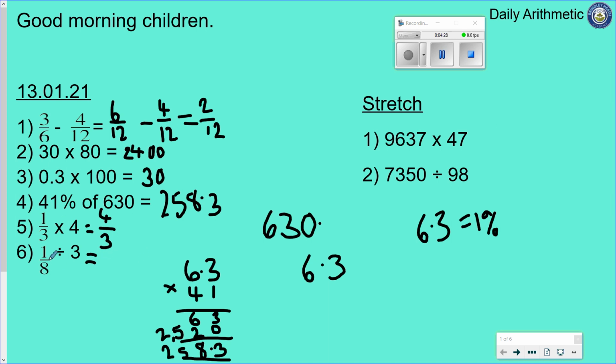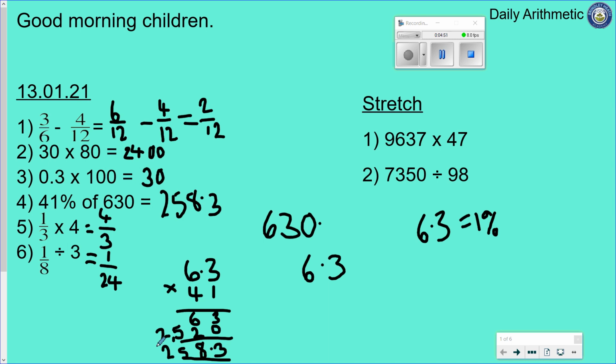Okay, and question 6, it's the opposite. So I've got 1/8 divided by 3. This time my top number, my numerator stays exactly as it is, but it's my denominator. D for divide, D for denominator. It's my denominator that will change. So on the bottom I need to do 8 times by 3. 8 times 3 is 24. So my answer is 1/24.